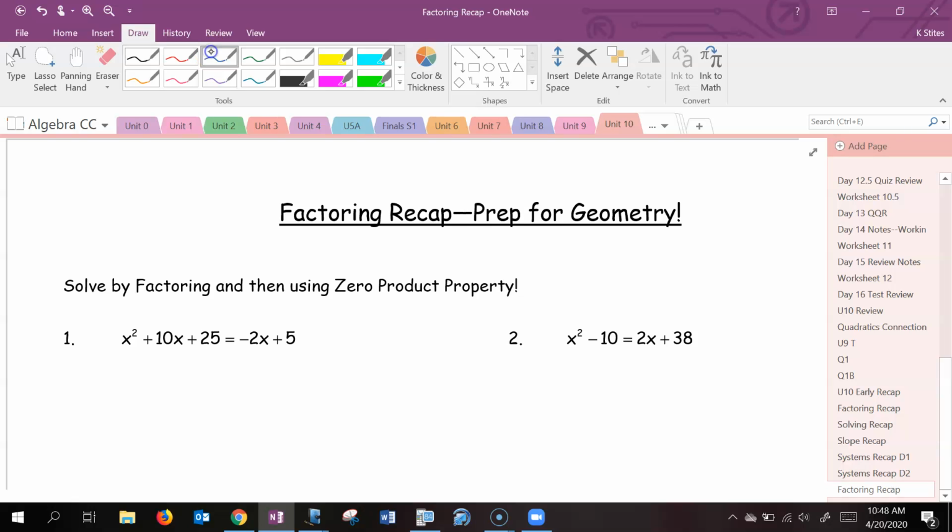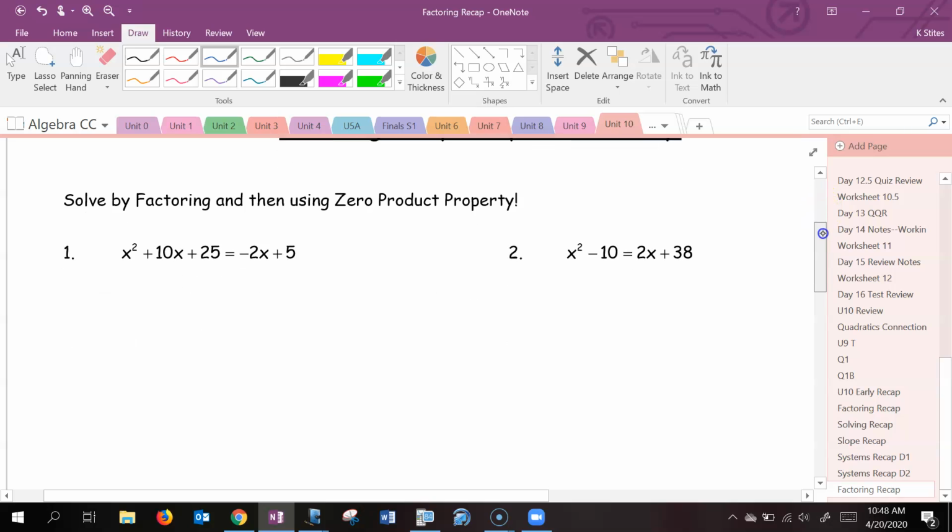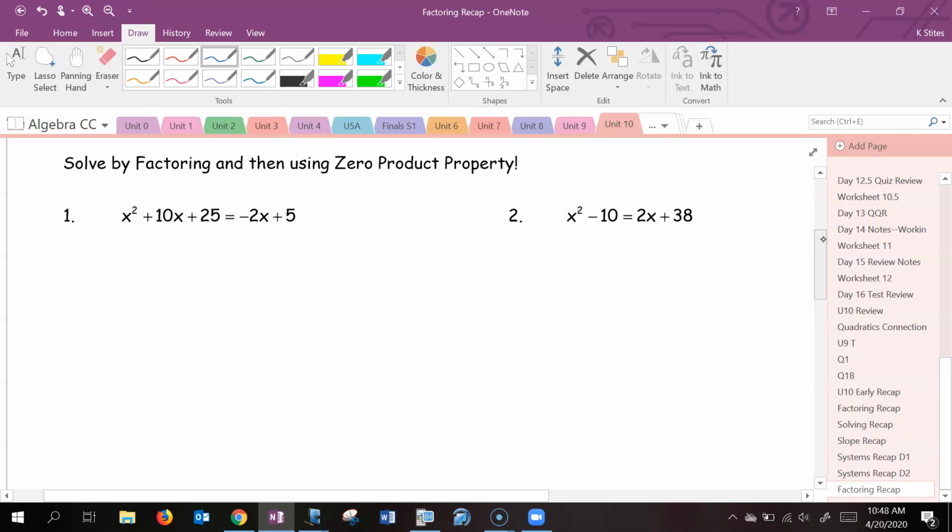Today we're going to do a factoring recap, which is what our last big unit was on, but we're going to look at this a little more in terms of what you'll do with geometry. Solve by factoring and then using zero product property. A lot of times in geometry when you factor, you won't have an equal zero. So our focus today is manipulating your equations to get that equal zero, and then we'll just do a quick recap of factoring and ZPP.